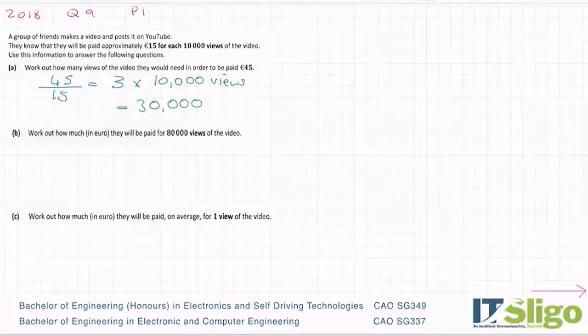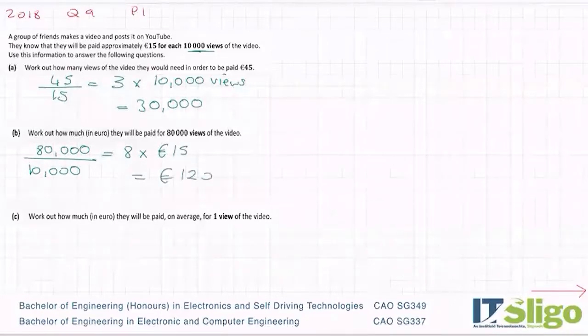Okay, part B, work out how much in euro they will be paid for 80,000 views of the video. Okay, and again, you want to know how many blocks of 10,000 views that is. So take the 80,000 and divide it by 10,000 and you'll get 8. So they have 8 blocks of 10,000 views, and for every block, they'll get the €15. So 8 by 15 is €120. Okay, and this is exactly how bloggers make money.